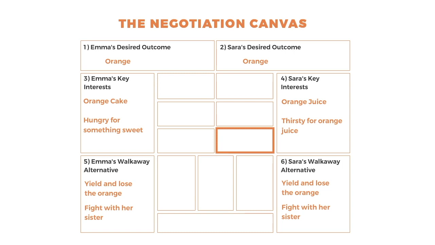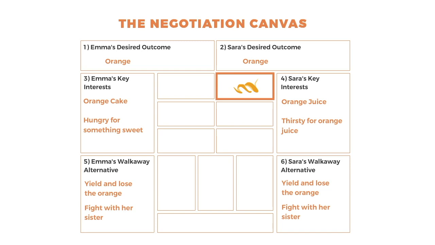What can Sarah offer Emma? Well, since Emma was hungry for sweets, Sarah could offer her the piece of chocolate she had in her backpack. Sarah could also offer Emma a bit of money to buy a sweet. Lastly, since Emma wanted the peel to make orange cake, Sarah could offer her sister the peel because she didn't need it to make the juice.